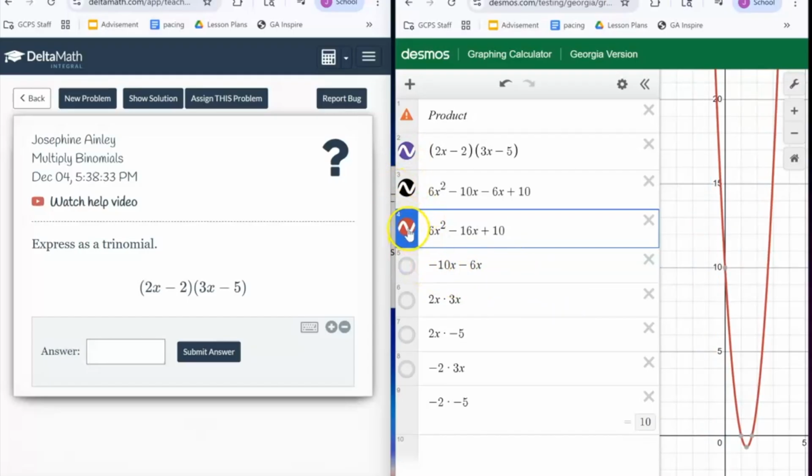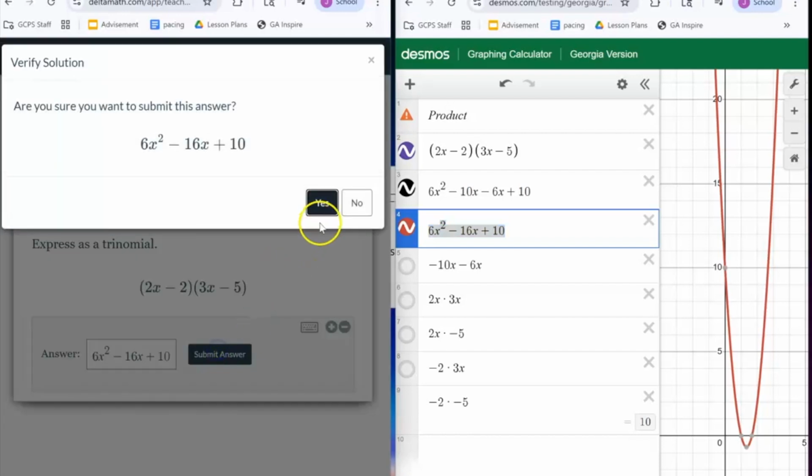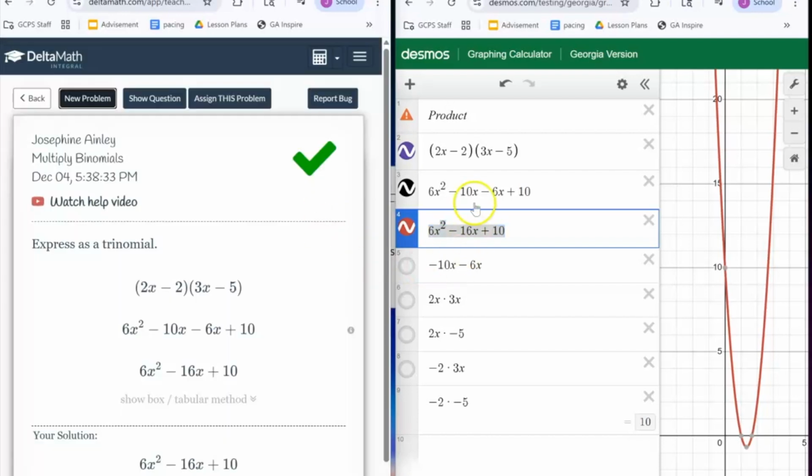So again, it's going to match all three things. So let's check it. So we start with purple. Yes and yes. So this is my final answer. And I've been checking my work the entire time. So if you're doing this question in class and it doesn't match at some point, stop and come and see me if you can't figure it out.